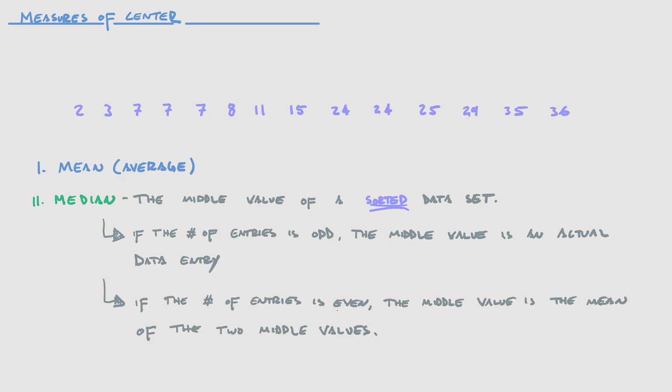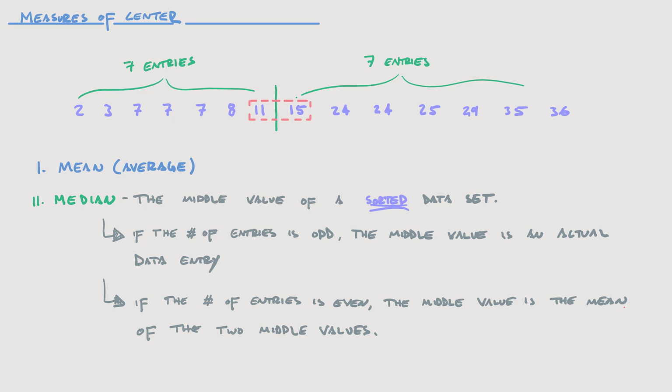But if you have an even number of entries, like we do here, then what you have to do is find the middle 2 values, and then you find the mean of those middle 2 values. It means you find the average of those middle values. So here I split the data set into 7 values. There are 2 middle numbers, 11 and 15. And what we do is we average those things. So we add them together and divide by 2, just like we're finding a mean between 2 numbers. And so 13 is the median of this data set, which is interesting because 13 is not actually a value in the data set.